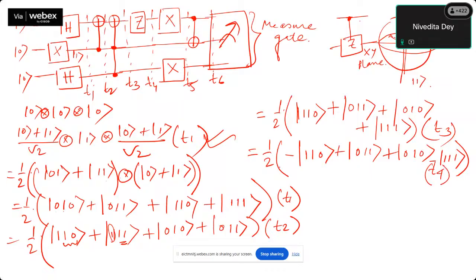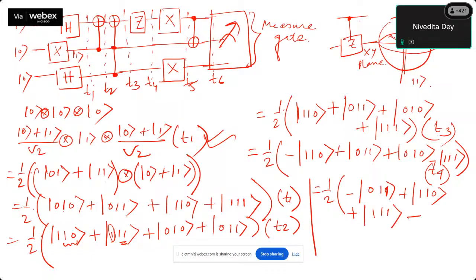Now what I'm doing, I'm applying X on Q1 and Q2, Q1 and Q3, both of them. I'm just flipping them, right? And not control flipping, normal X. So flip it. 0, 1, 0. Oh, sorry. 0, 1, 1 plus 1, 1, 0 plus 1, 1, 1 minus 0, 1, 0. And I guess I'm correct. So this is after T5.